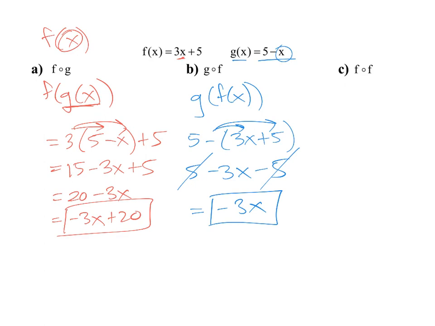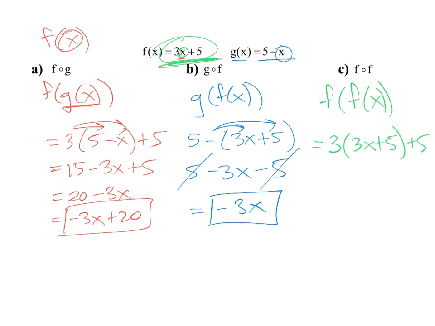Alright, next one, f of f. So I have f of x. Here's my f. It's 3x plus 5. I'm going to replace my x with f of x. It's a little funky, but you're essentially just plugging in the same function in for x. So here I have 3x, which I'm replacing with f of x, which is 3x plus 5, and then it's plus 5. So I get 9x plus 15 plus 5. So I get 9x plus 20. Alright, that's all there is to that.